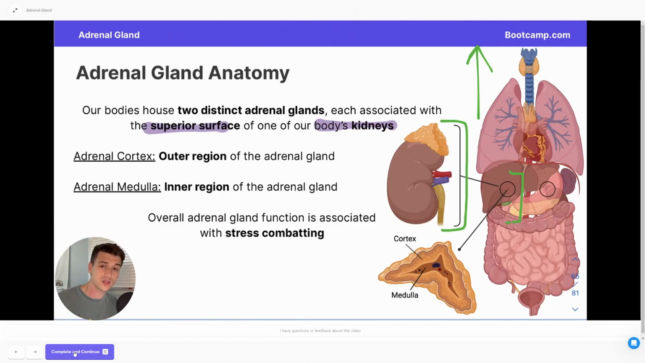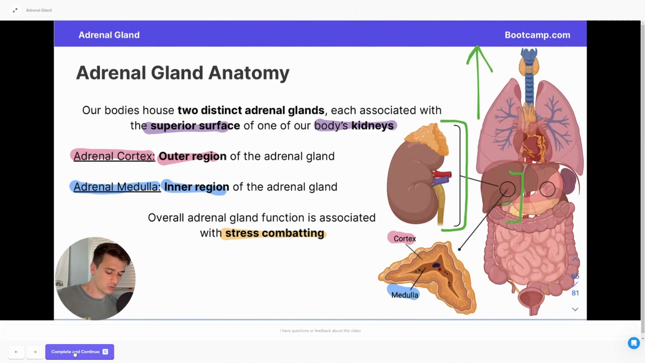Now within the adrenal gland, we actually have two distinct structural categories that we need to differentiate because they're responsible for producing different hormones. The first that we'll discuss is known as the adrenal cortex, which can be seen right down here. This is indicative of the outer region of the adrenal gland. And so if we have highlighted the outer region, you could probably guess that the adrenal medulla is indicative of the inner region, and we can highlight that here and confirm that that is true. Now, overall, both the adrenal cortex and the adrenal medulla and the adrenal gland as a whole is responsible for combating stress.